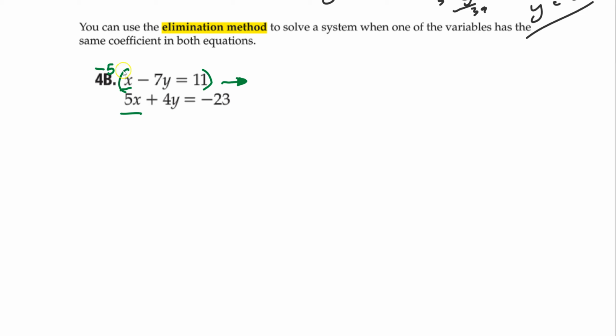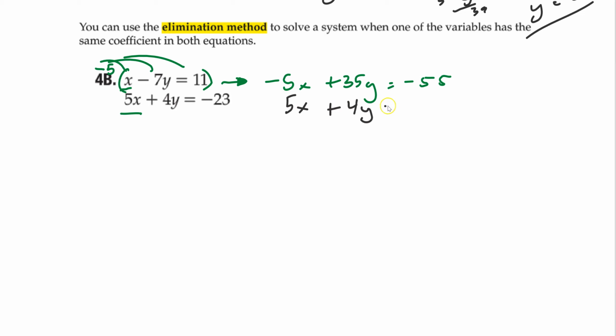So multiply the top row by a negative. So I get -5x plus 35y. You gotta be careful you don't mess up signs. And -55. So multiply the whole top row by -5, the whole top row, even after the equal sign. And then the bottom will stay the same for now. So that's just going to be 5x plus 4y equals -23.